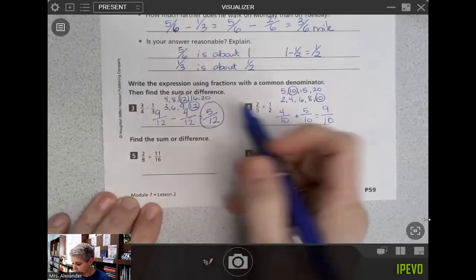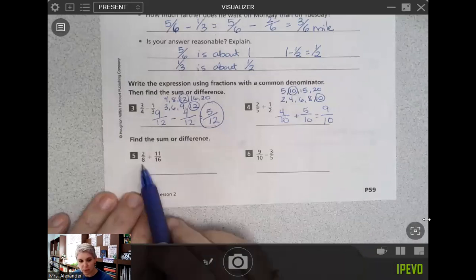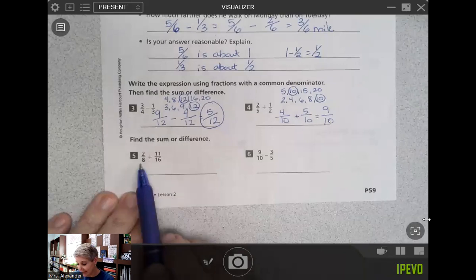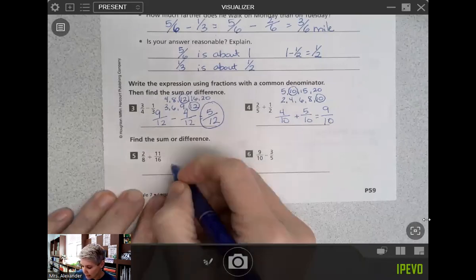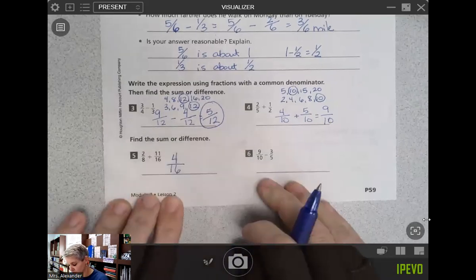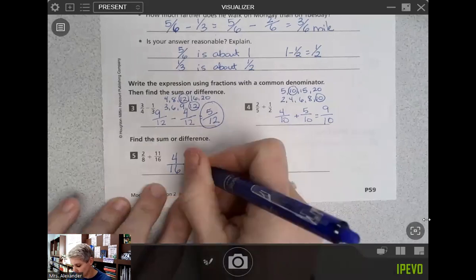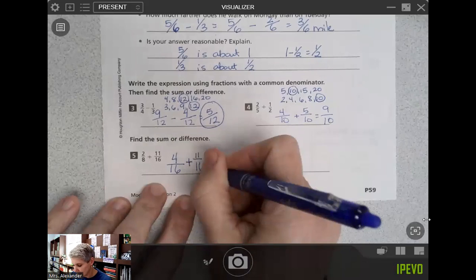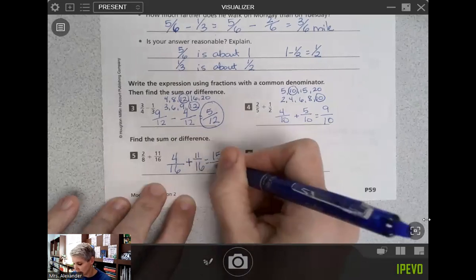Find the sum or difference. 2/8 plus 11/16. When I look at those denominators, 16 is a multiple of 8. So I'm going to use that 16. I'm going to rename my equivalent fraction for 2/8, which is going to be 4/16, plus 11/16 will give us 15/16.